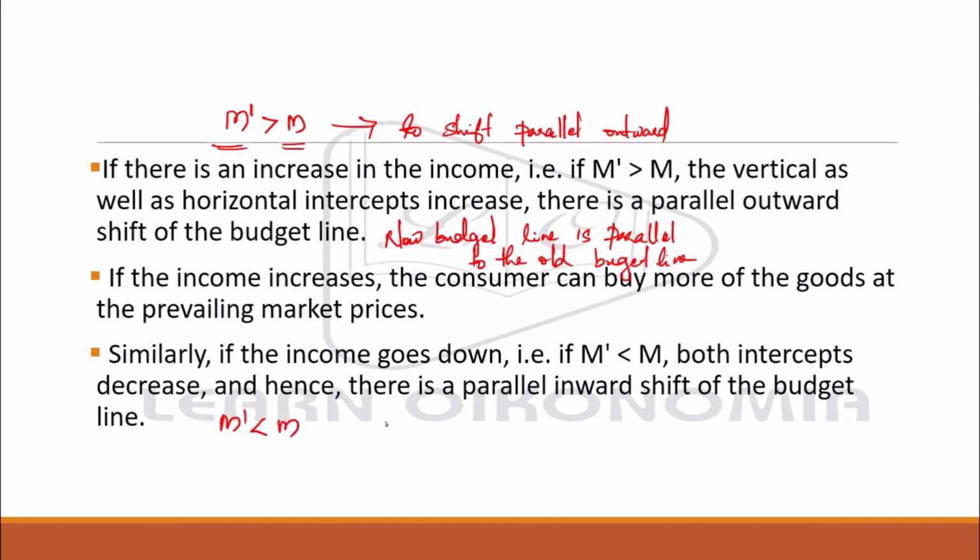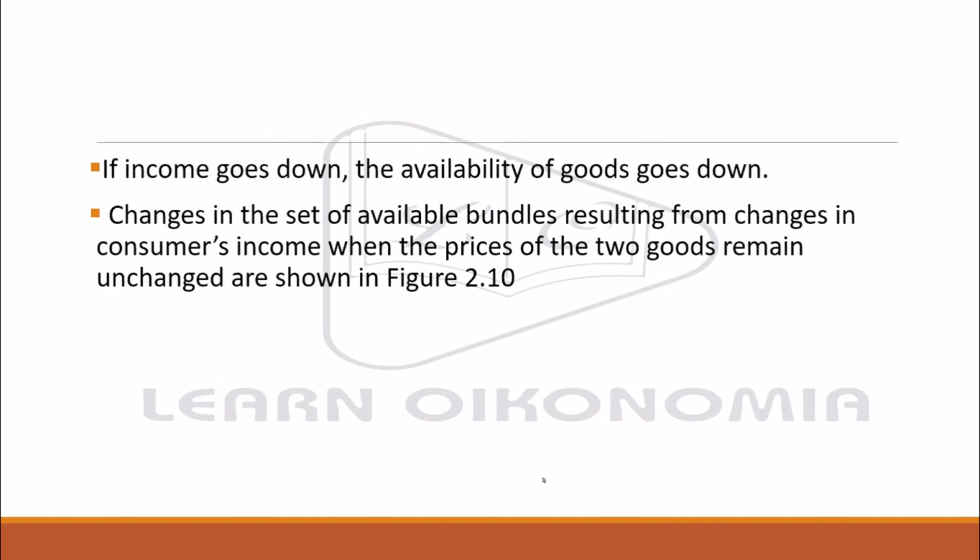Here both the intercepts would be decreasing. Again you will be having a parallel shift of the budget line. And now how does it shift? It will be shifting inward. Okay, this is something that happens when the income comes down. So you have to reduce your consumption of both the commodities.